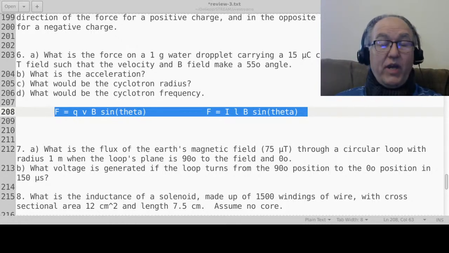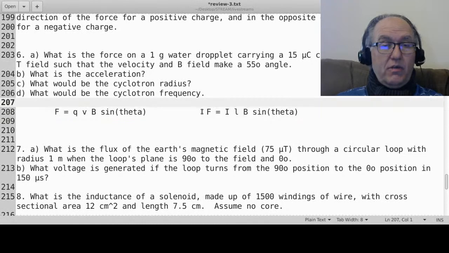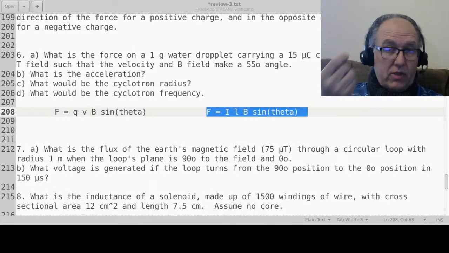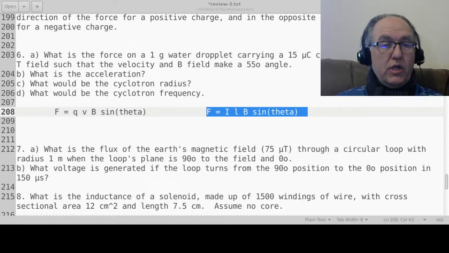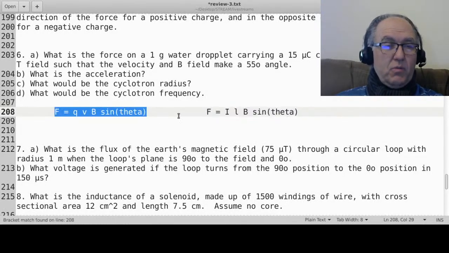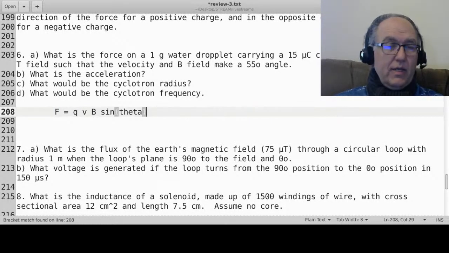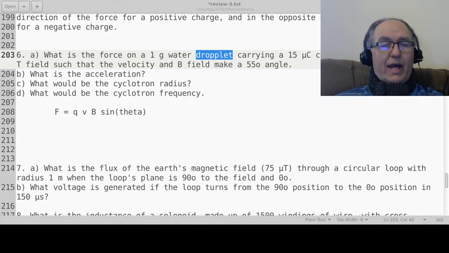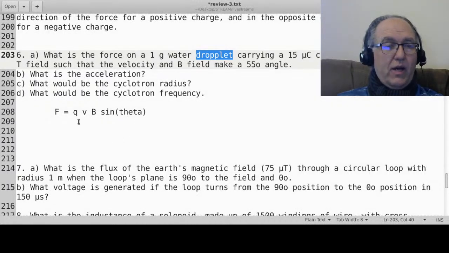Well, are you talking about a wire carrying a current? If yes, then you use this one. Are you talking about some little droplet, some particle, something like that carrying a charge and moving? Well, yes, then you use this one here. In our case, we have a droplet, which is not exactly a particle, but it's close enough. So let's calculate this.